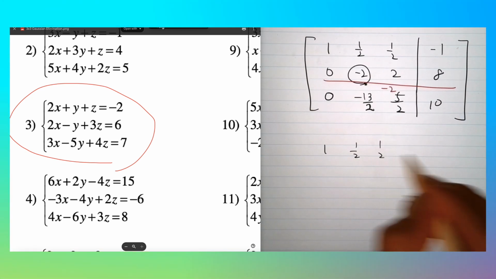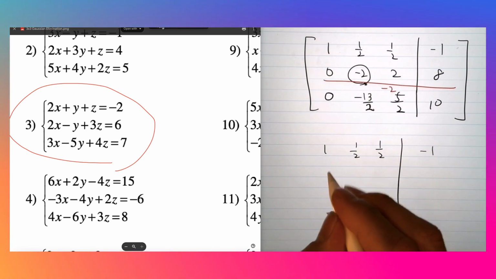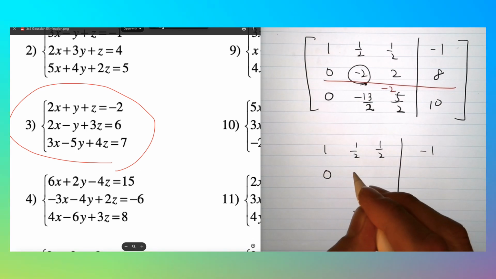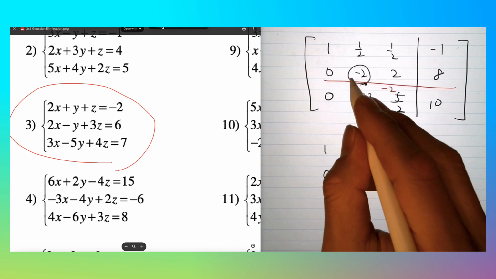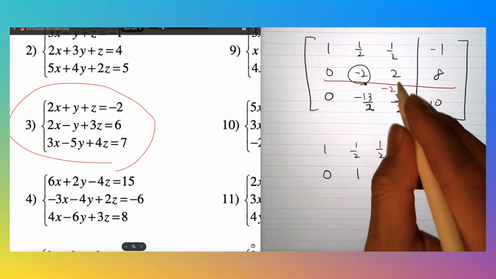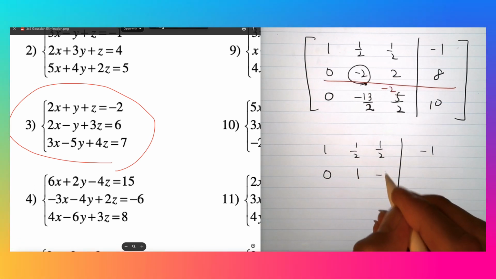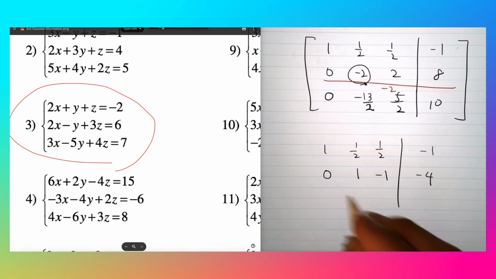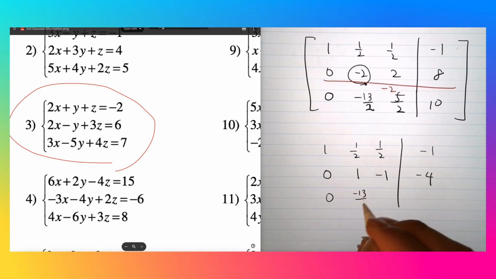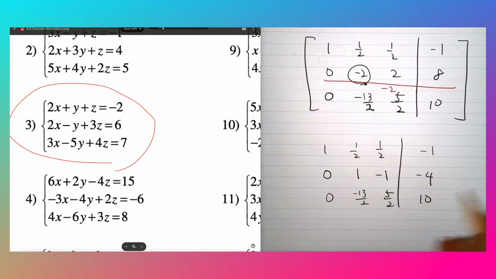So the top row stays the same. Now the middle row gets 0 because 0 over negative 2 is 0. Negative 2 over negative 2 is 1. And negative 2 over negative 2 is negative 1. And we get negative 4. 0, negative 13 over 2, 5 over 2, and 10.